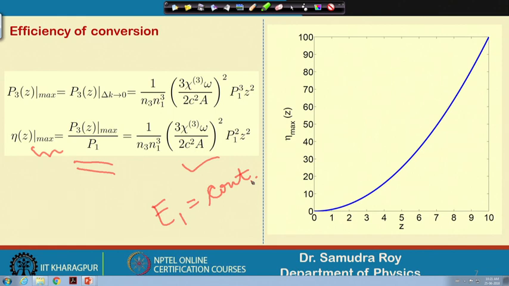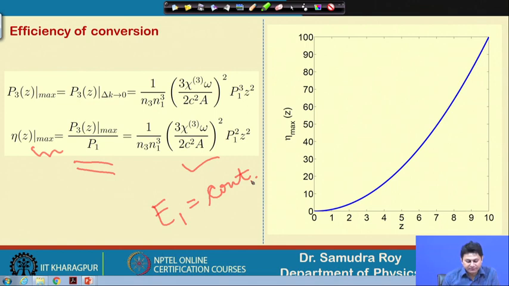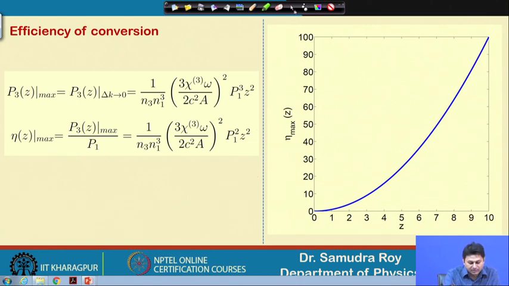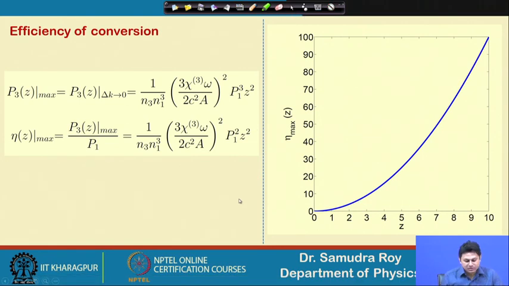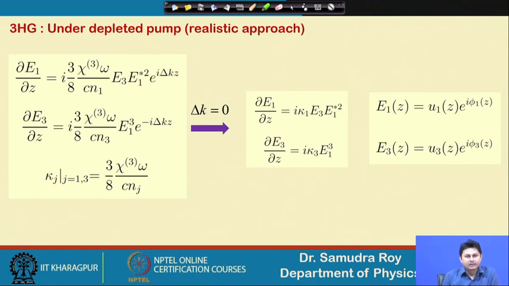If it decays, then we need to do a more careful calculation to find out how the power of the third harmonic is going to evolve as a function of z. So, for small efficiency maybe it is true, but if I increase the value of the efficiency, then we need to consider the condition that E1 is also going to decay. But in this approximation or this calculation, we consider E1 as a constant, which is not very true for the real case.